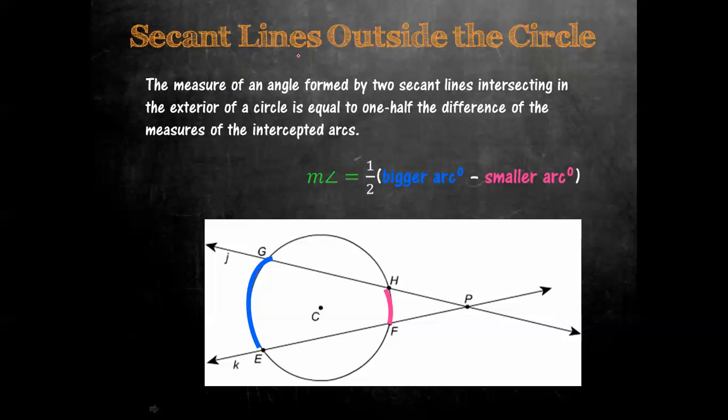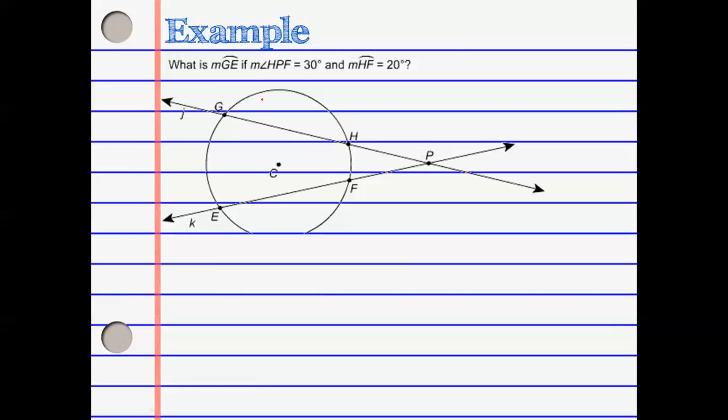The last one that we're going to talk about is when secant lines intersect outside. And again, it's the same thing. When two secant lines intersect, it's the bigger arc minus the smaller arc, and then you just divide it by 2. So here it says, what is the measure of arc GE if the measure of angle HPF is 30 degrees and the measure of arc HF is 20 degrees?